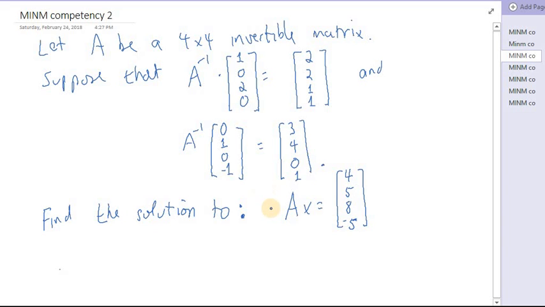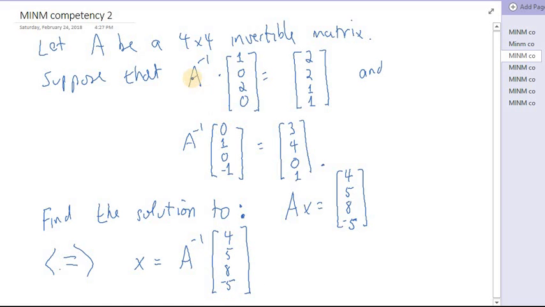Now, any solution to AX equals (4, 5, 8, -5), that's true if and only if, because A is invertible, X equals A inverse times (4, 5, 8, -5). Right? That's what the competency says. All right, so how are we going to find A inverse of (4, 5, 8, -5)?